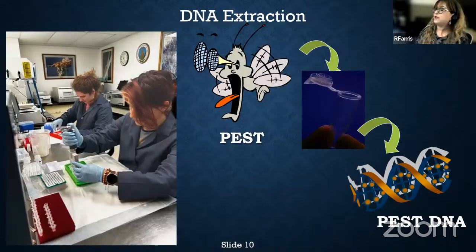So one of the first things that we do in order to get to the point where we can study the DNA is what we call a DNA extraction. And as you can see from the picture, there's a cartoon image of a pest that is about to get extracted.